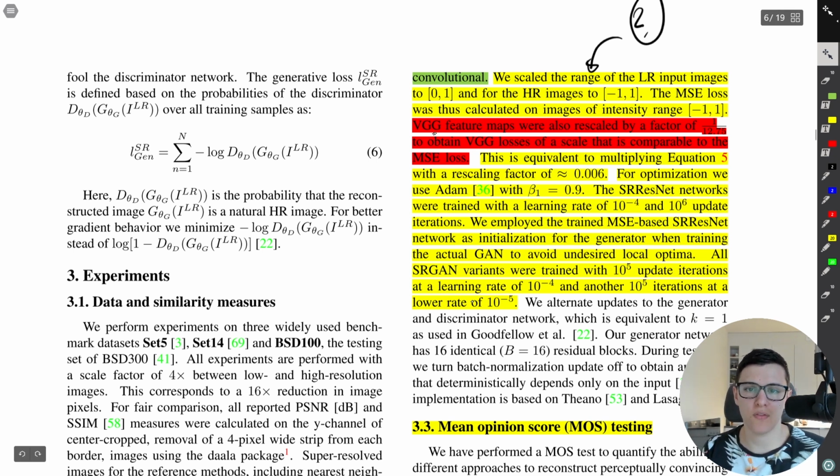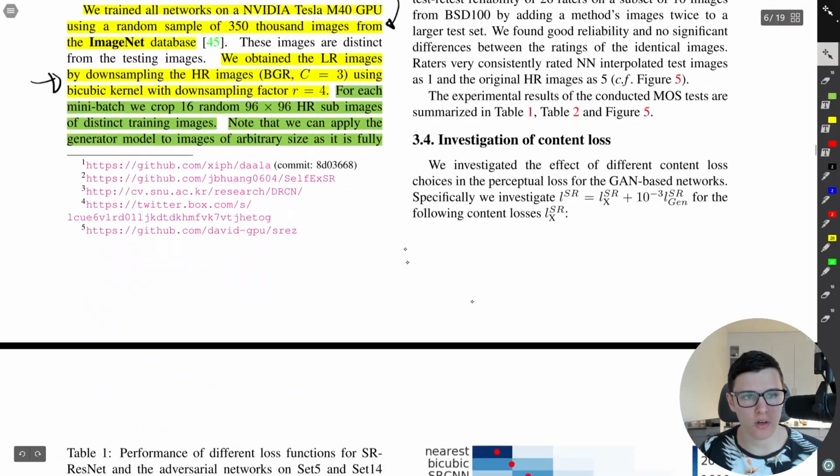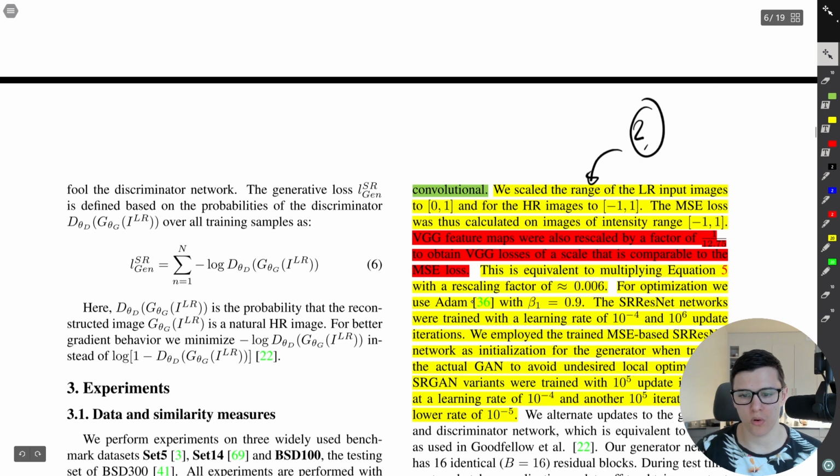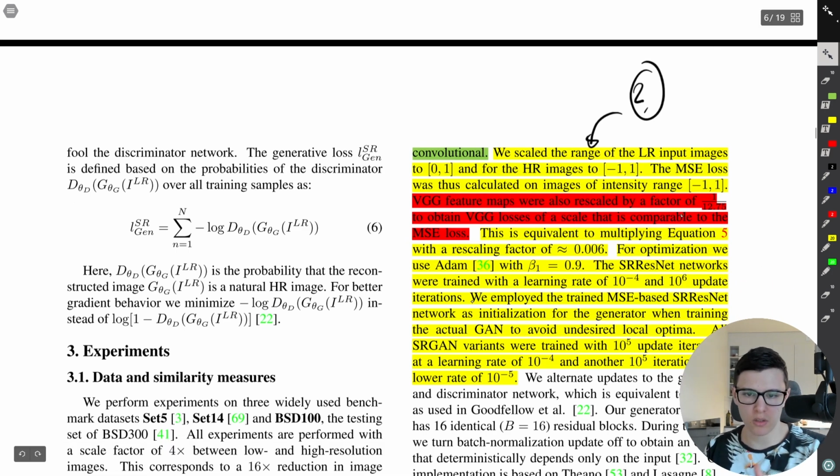And then they also mention here that VGG feature maps were also rescaled by a factor of 1 divided by 12.75 to obtain VGG losses of a scale that is comparable to the MSE loss. So this is also very confusing. And I think we will see some more of that. Actually, let's come back to this. They also mention here that this is equivalent to multiplying equation 5 with a rescaling factor of 0.006. So you can just multiply that loss term with that constant instead.